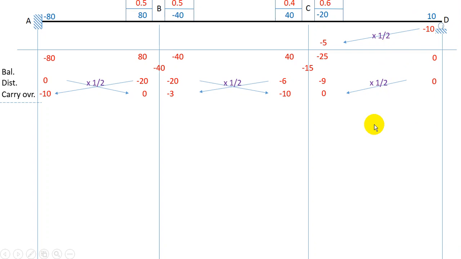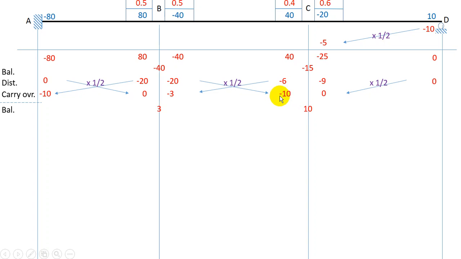Alright, so this has completed one iteration. We'll go for the next iteration. Again, the first step of the next iteration is balancing, and here it is 0 and minus 3, so I balance it by plus 3. If I sum up 0 and minus 3, I get minus 3, which is of anti-clockwise nature, and to resist that moment my beam has to provide a clockwise moment of plus 3.